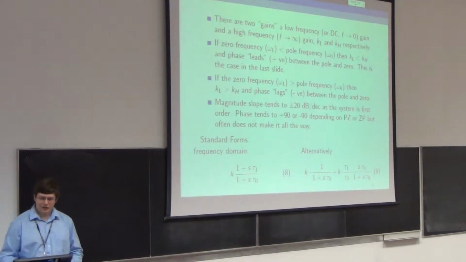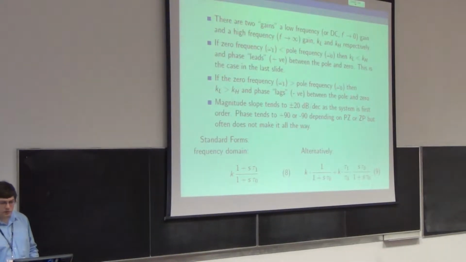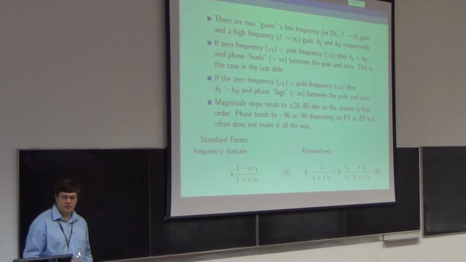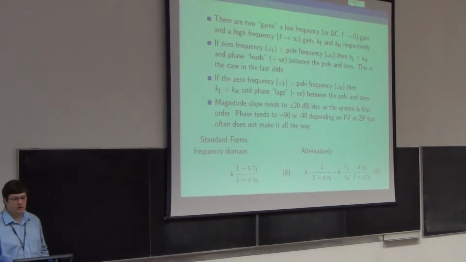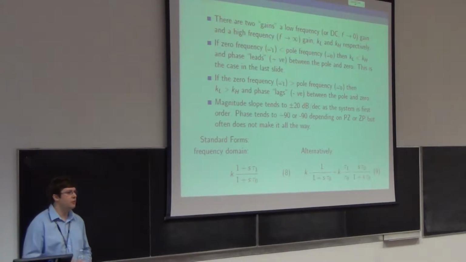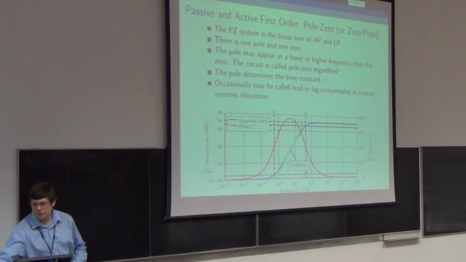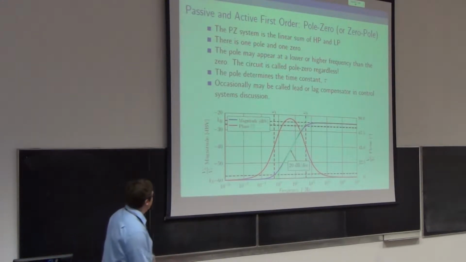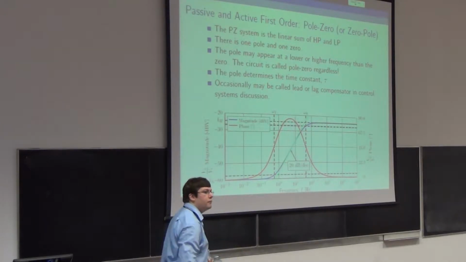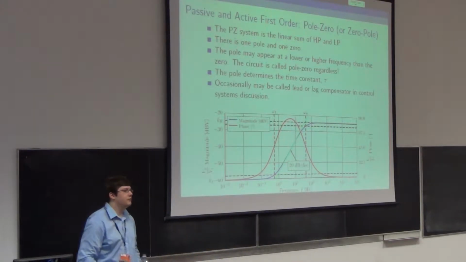Okay. And if the zero frequency omega 1 is bigger than the pole frequency omega 0, then KL must be bigger than KH, and the phase lags, that's to say is negative between the pole and the zero. So that's the opposite of this, where we would find that the magnitude response would look more like that, and the phase response would look like that. I didn't bother to simulate that one for you.